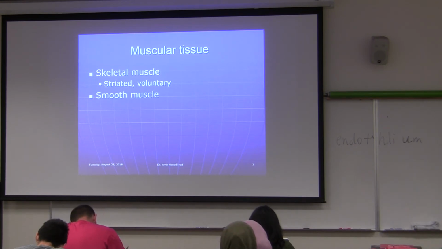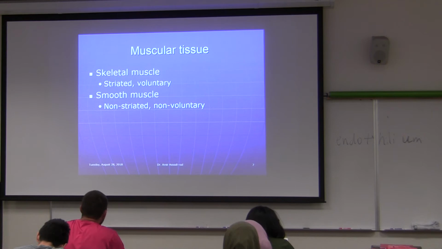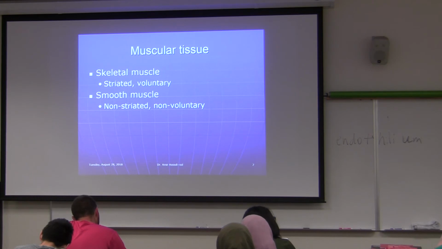And then you have smooth muscle, which is in a tube. They are not striated, I showed you. And then they're not voluntary. They usually move something within a tube.